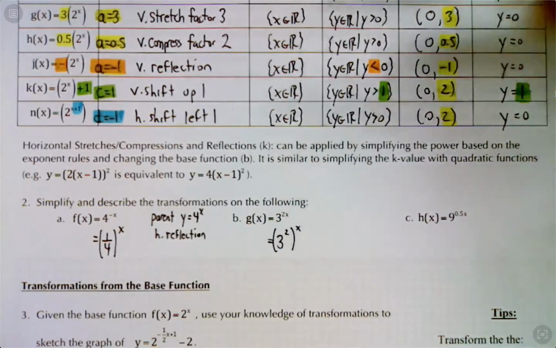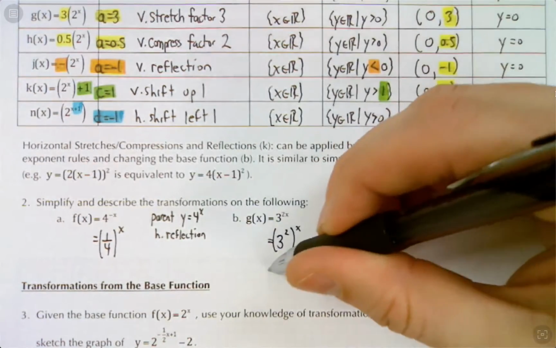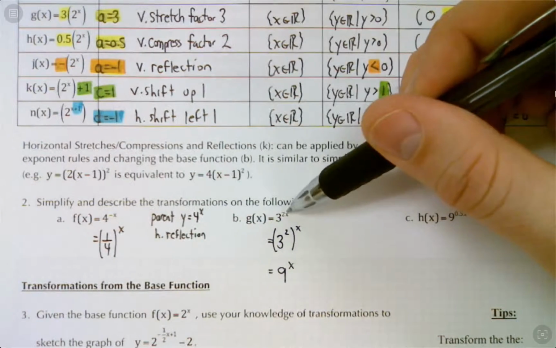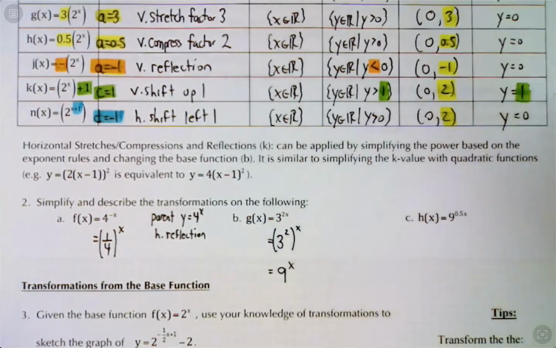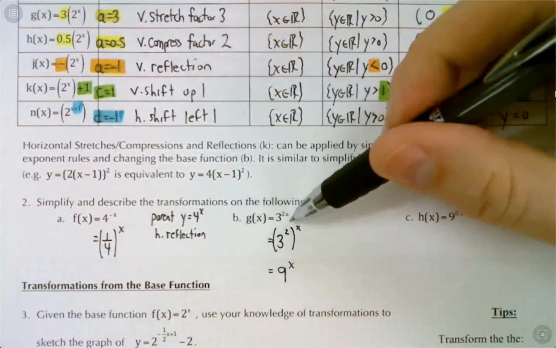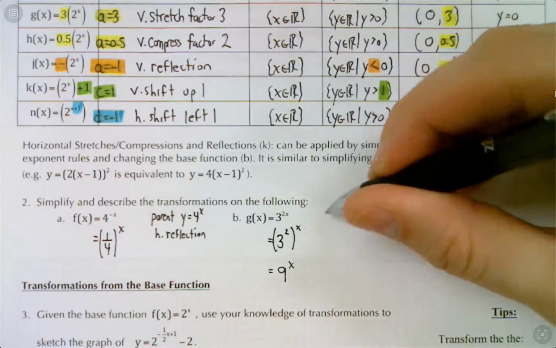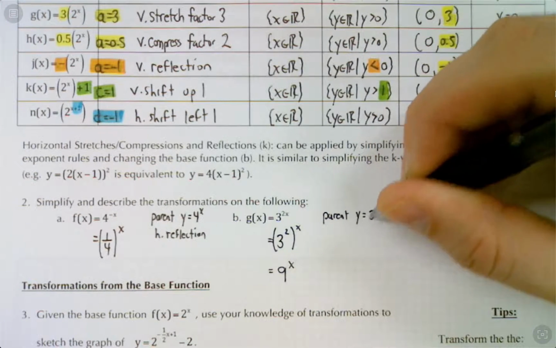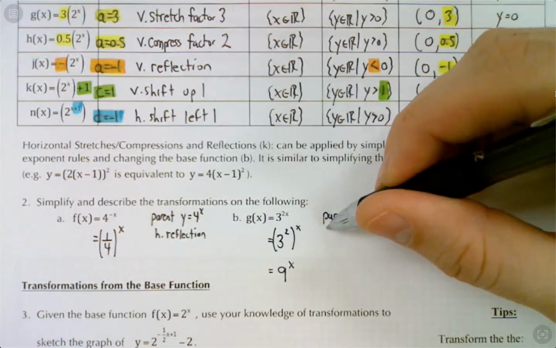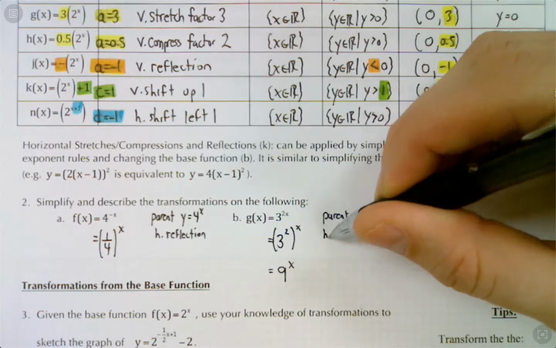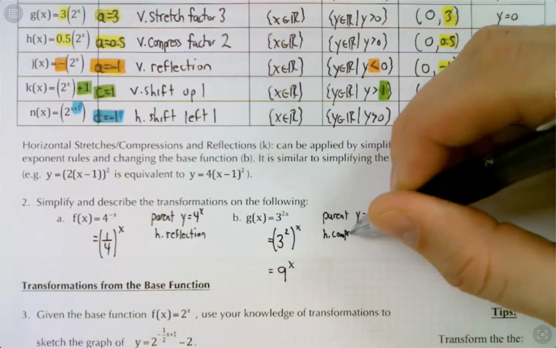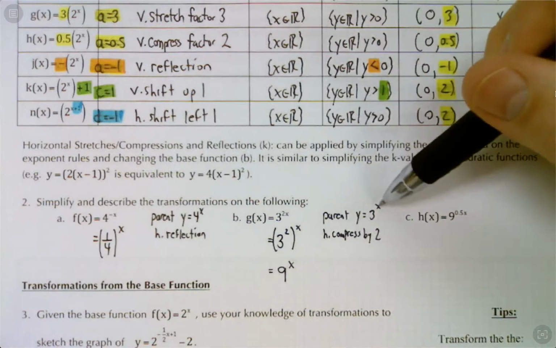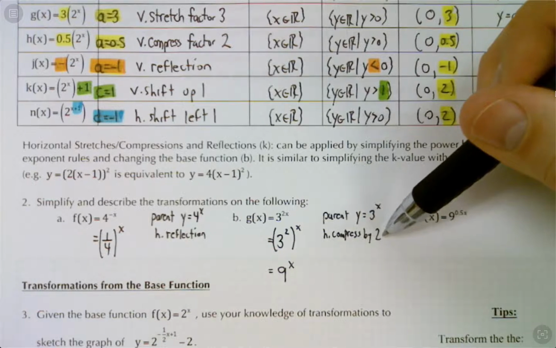Now, why would we do that? Well, 3 squared is a number. That's 9. So 3 to the exponent 2x is really just 9 to the exponent x. If we were graphing what you saw on paper, we would be graphing the parent, y equals 3 to the exponent x, and we would be doing a horizontal compression by 2. That's a parent function and a transformation.